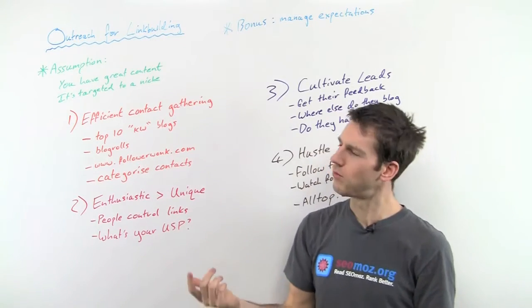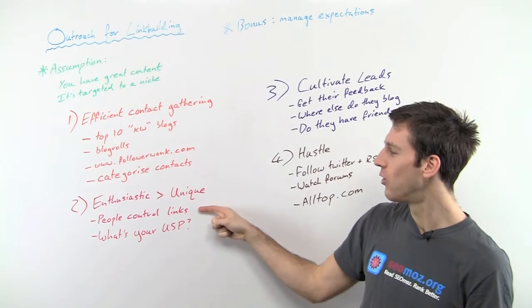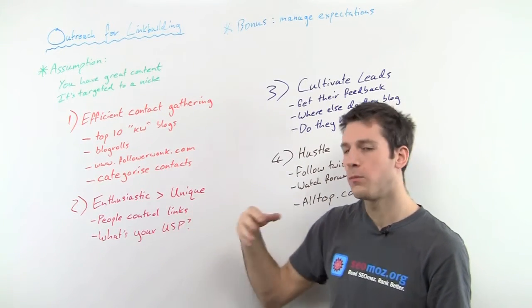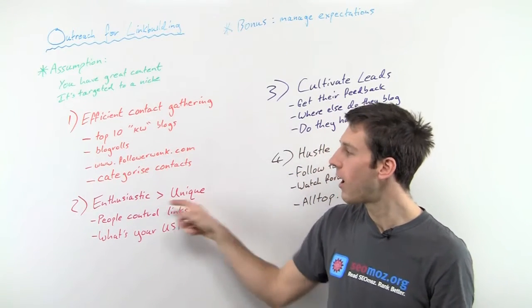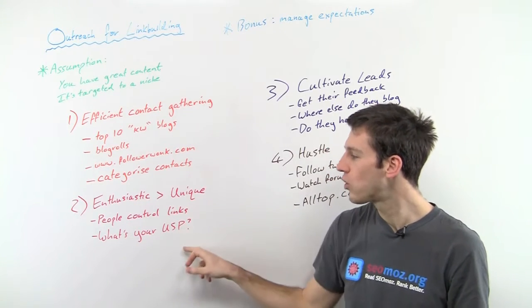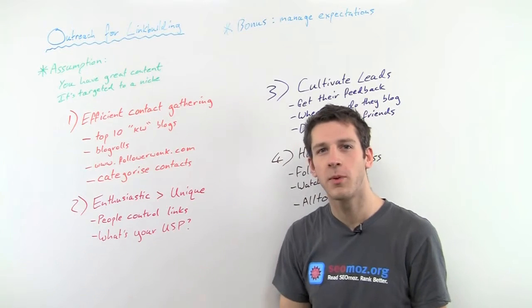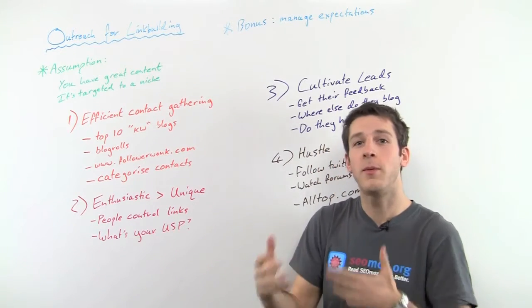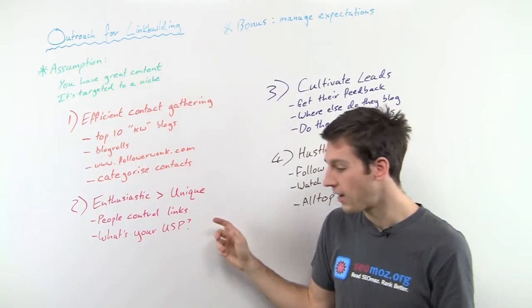And the trick here is that people control links, right? Websites don't link to people, people do, right? So you want to reach out to people and make them like you. You really want to get on their good side. So in my opinion, always write an enthusiastic email over a unique email. And what's your USP? Maybe you're more fun than other people, maybe you're more creative than another company, maybe you're smaller, or maybe you've got more interesting content, whatever it might be. So leverage those things when you're crafting the contact.